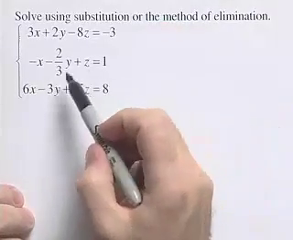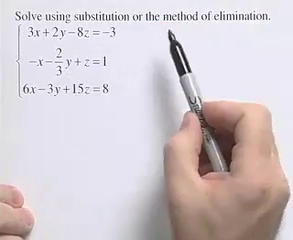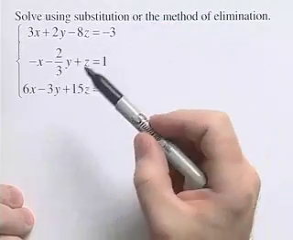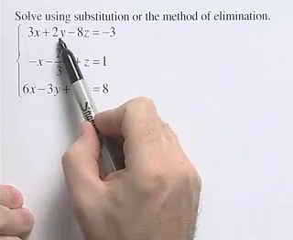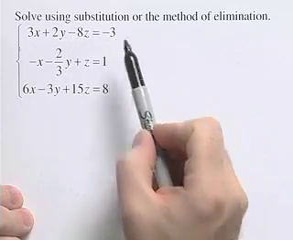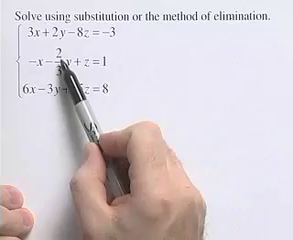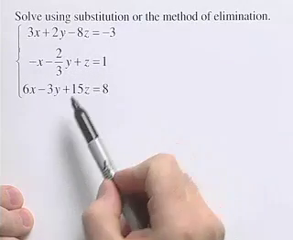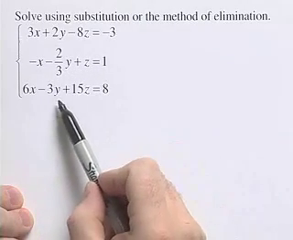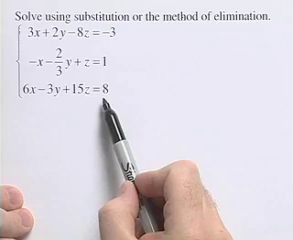This next problem, we're going to solve a system of linear equations using substitution or elimination. We have a system of 3 equations and 3 unknowns. We're going to use the method of elimination to solve this. Our system is 3x plus 2y minus 8z equals negative 3, negative x minus 2/3 y plus z equals 1, 6x minus 3y plus 15z equals 8.